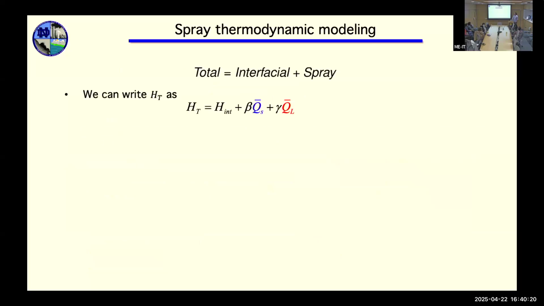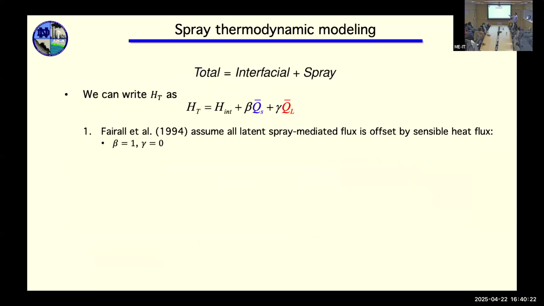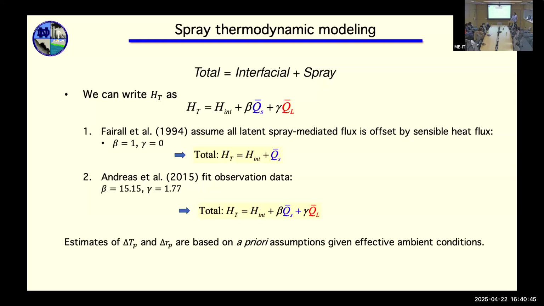Right? And so, we can do this. Farrell, like one model, basically says in this formulation, kind of uses a theoretical understanding to say that, well, gamma's got to be 0, beta's got to be 1, and that's what the total flux would be. Andreas fit to some observational data and came up with a beta, this parameter, like 15, and gamma's almost 2. Right? And those are just empirical fits that he got, trying to fit low wind data. And so it looks something like this, right?